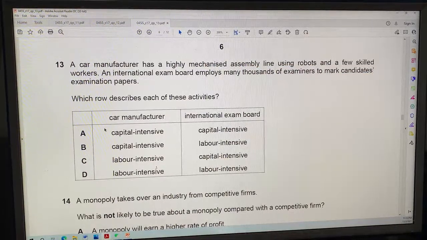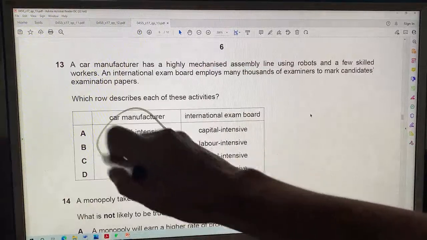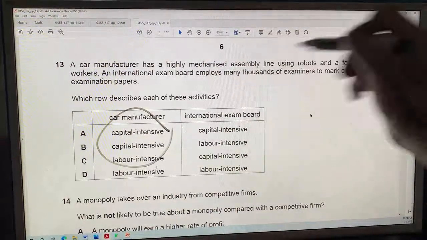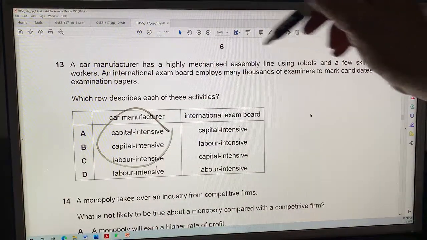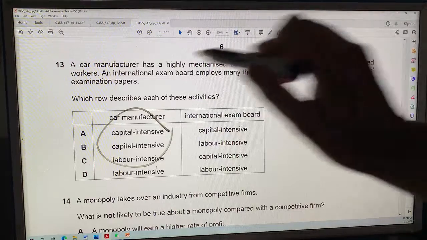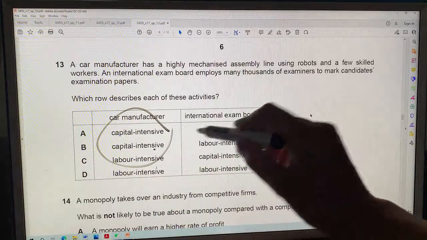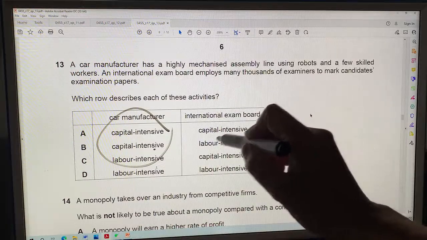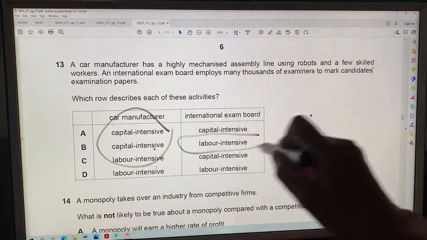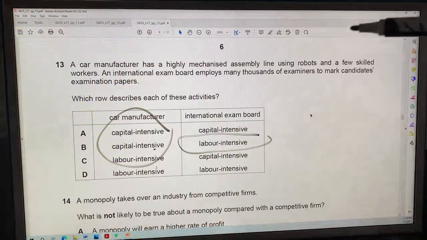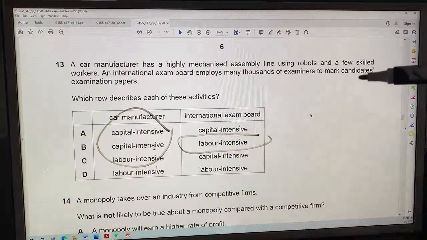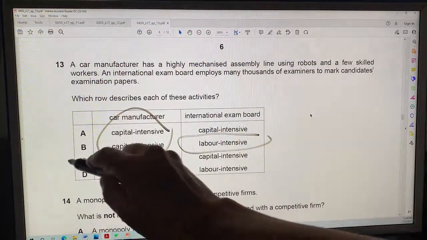So the car manufacturer would be capital intensive. Must be, right? And this is pretty easy once you read the question. Using robots, highly mechanized, few skilled workers, capital intensive, more capital than labor. And the International Exam Board is labor intensive. So the answer for 13 must be B.